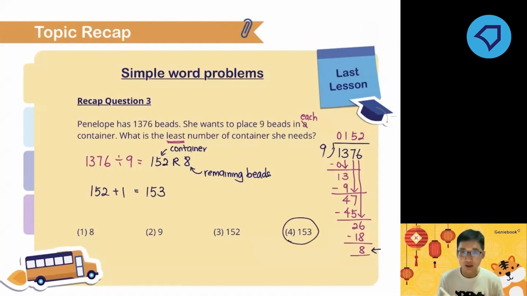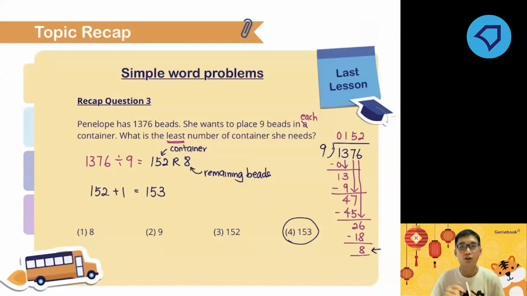153. Right, so I see why some of you actually put down the answer is number 352, right? Because you have to also consider, right, there are 8 bits left. I'm not going to throw them away. Neither am I going to just put them on a table. Penelope wants to put them in containers, right? So therefore, you need one more container to place the 8 bits.